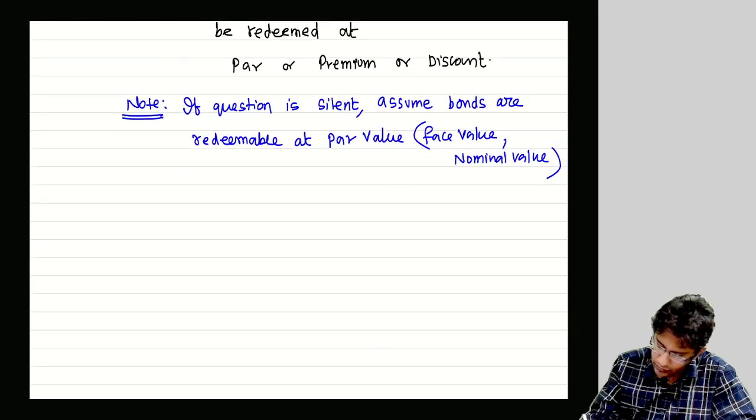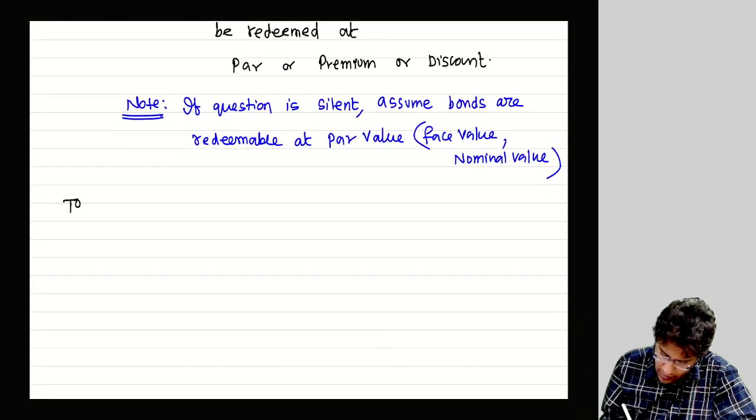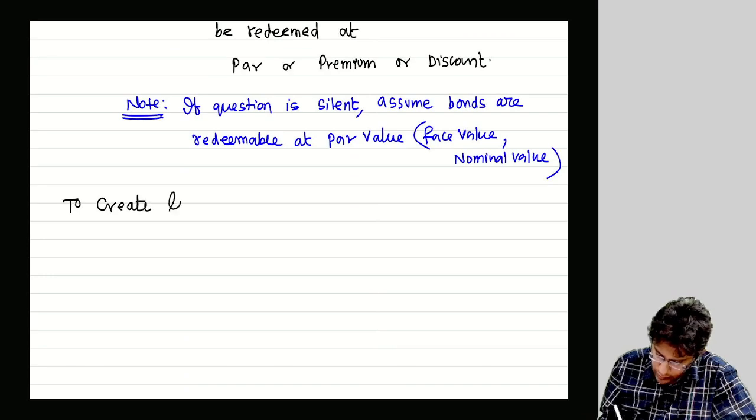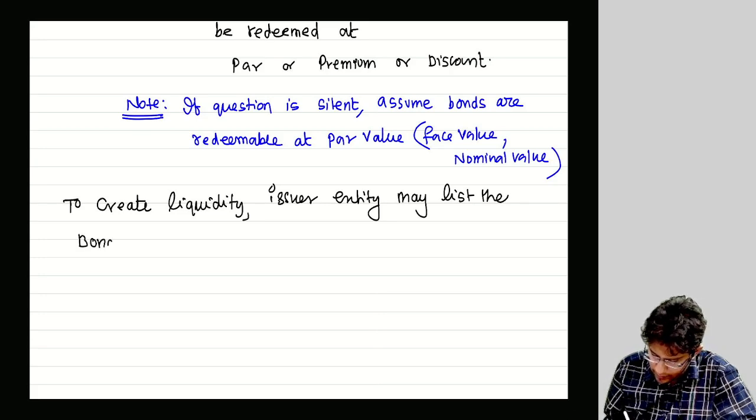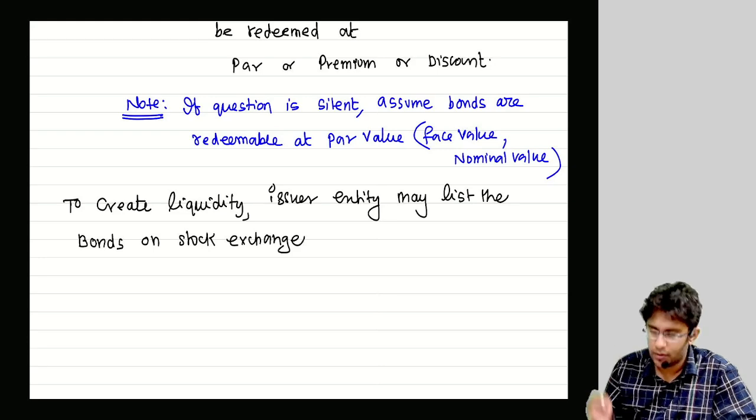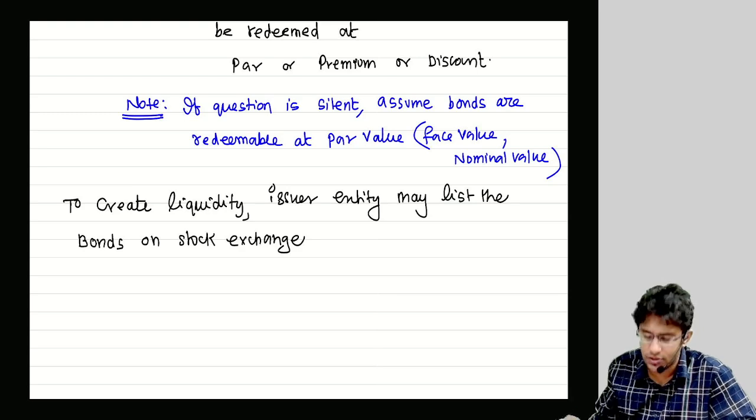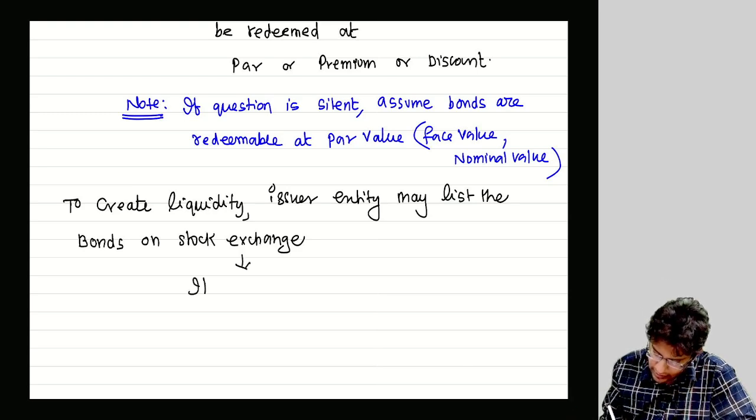Now, to create liquidity, the issuer entity may list the bonds on the stock exchange. What will happen if you list the bonds on the stock exchange? It creates a market now.